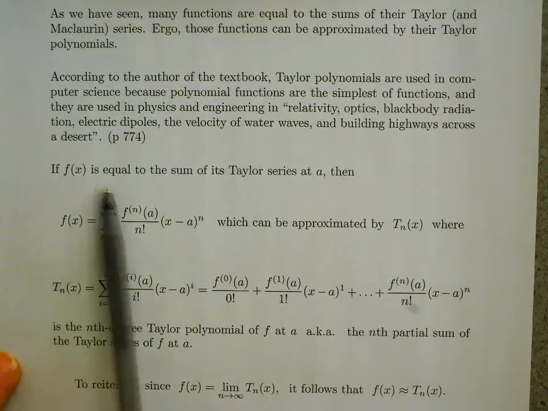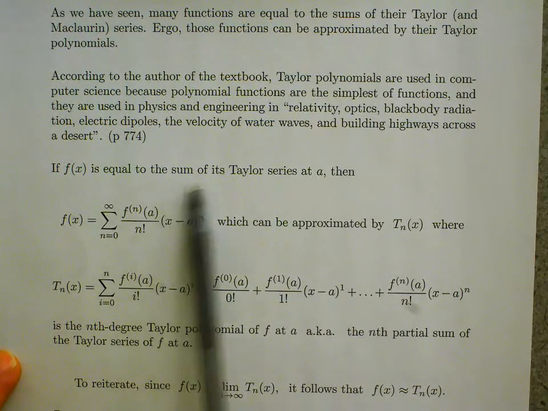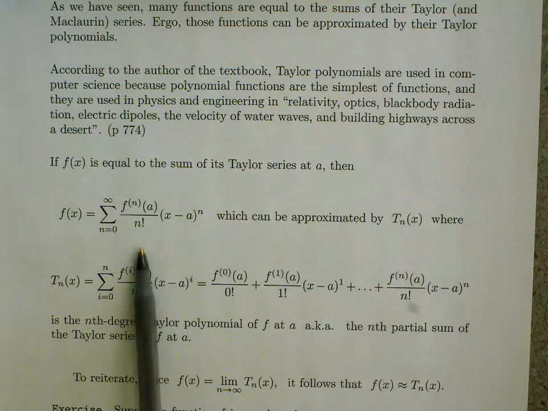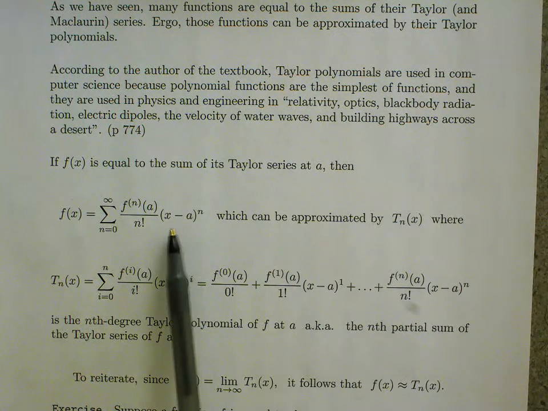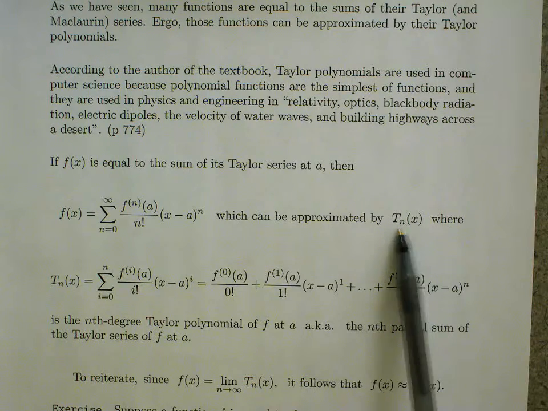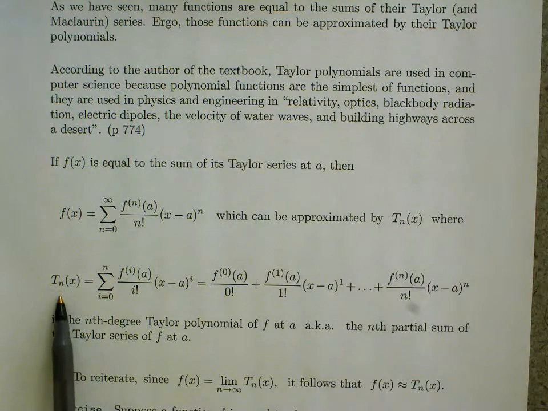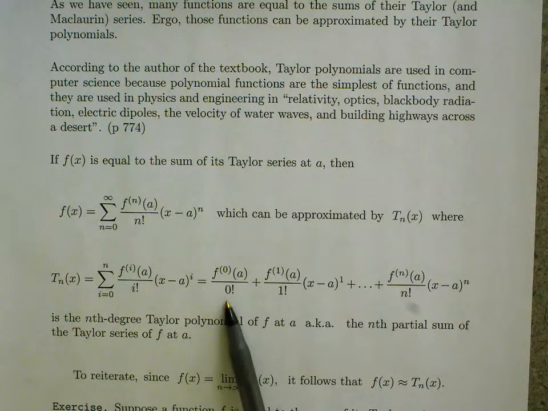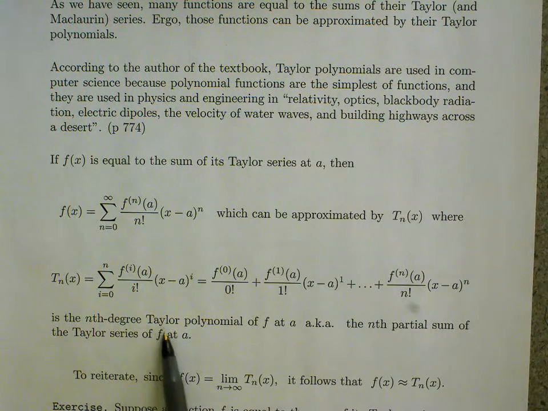Okay, so if f of x, we've seen this before, if f of x is equal to the sum of its Taylor series at a, then f of x is equal to this Taylor series. The coefficients are the nth derivative of f evaluated at a divided by n factorial. And the binomials are x minus a to the n. And this can be approximated by the nth degree Taylor polynomial, T sub n of x. And T sub n of x is just a partial sum of the Taylor series. So if you expand it out, it looks like this. T sub n of x is the nth degree Taylor polynomial of f at a, also known as the nth partial sum of the Taylor series of f at a.